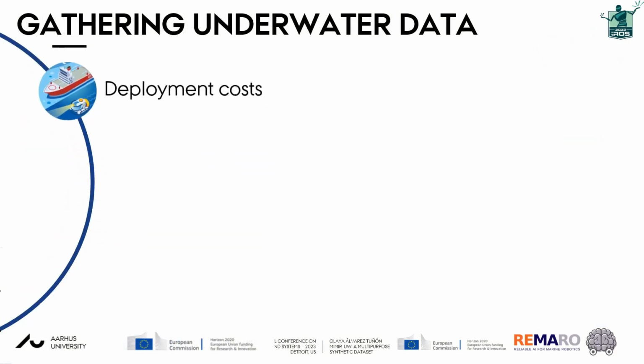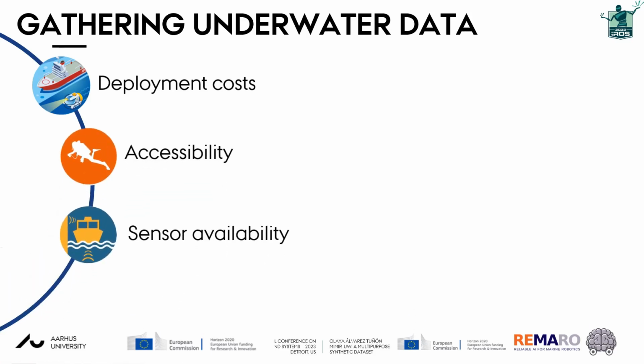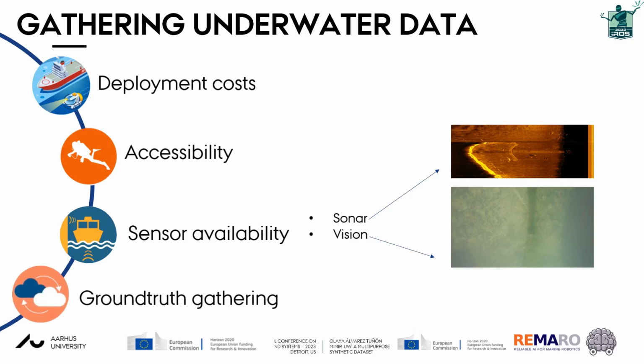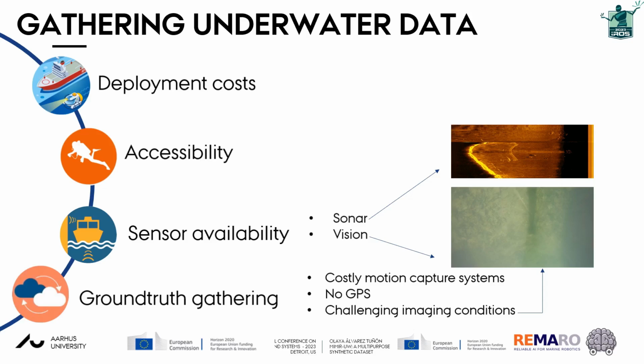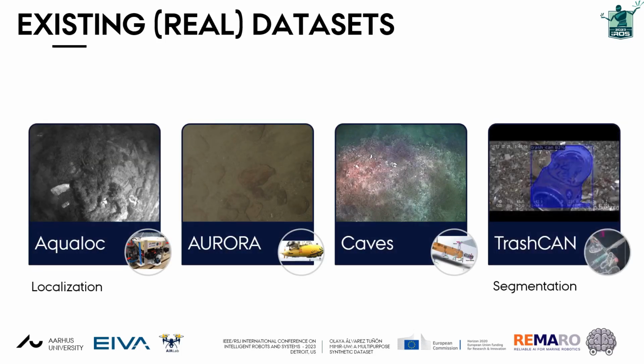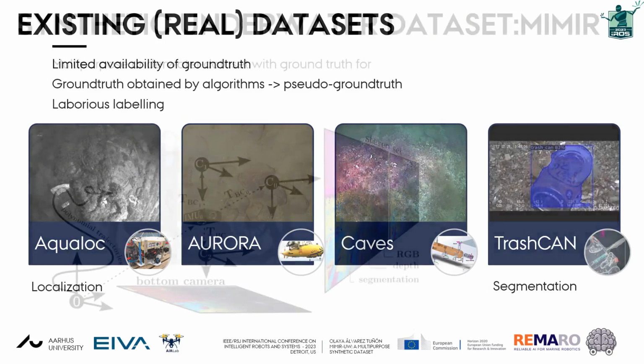Gathering underwater data is characterized by the high expense for robot deployment, the difficult accessibility of the environment, the limited availability of sensors, such as sonar or vision, and the difficulty or impossibility of gathering ground truth, due to the high cost of the motion capture systems, the absence of GPS, and the challenging imaging conditions. Existing real datasets for localization and segmentation are characterized by the limited availability of ground truth, which in the case of localization is usually inferred from an algorithm, or by the manual labeling required by segmentation.